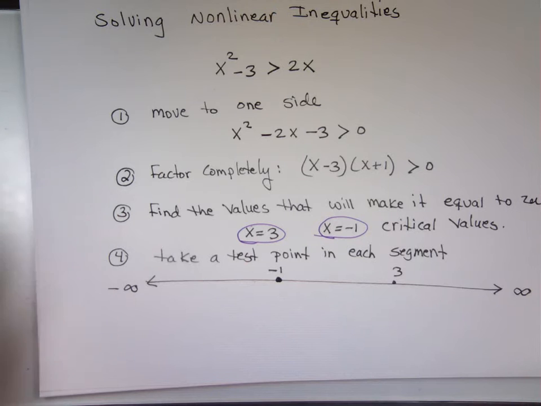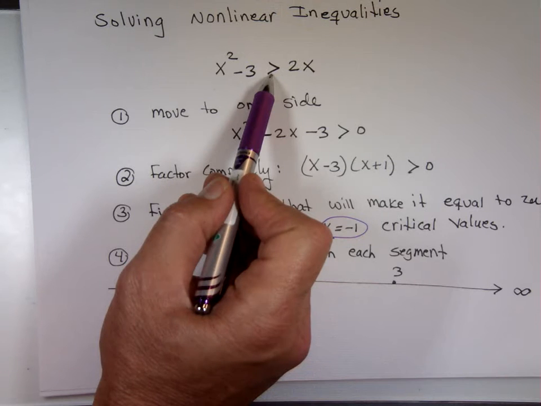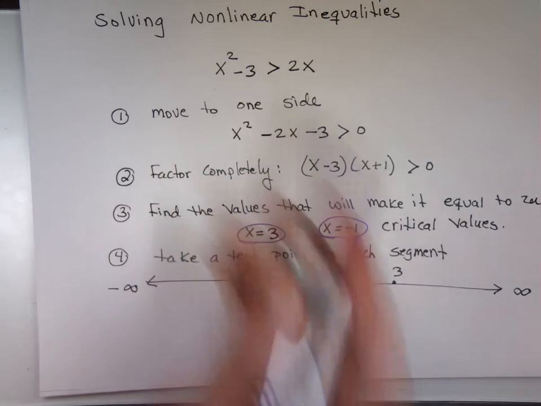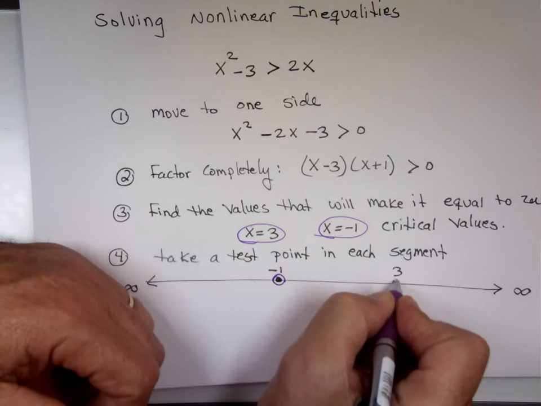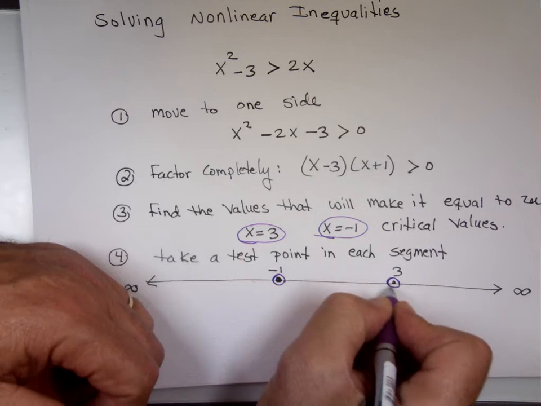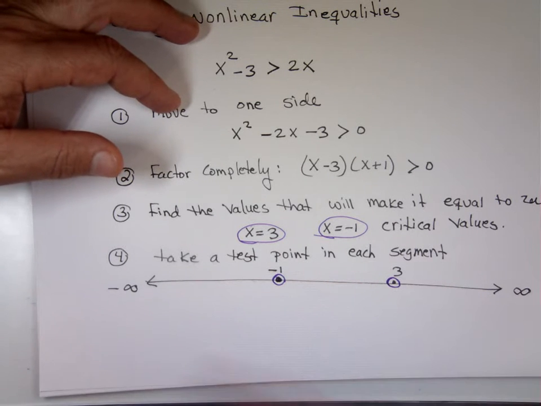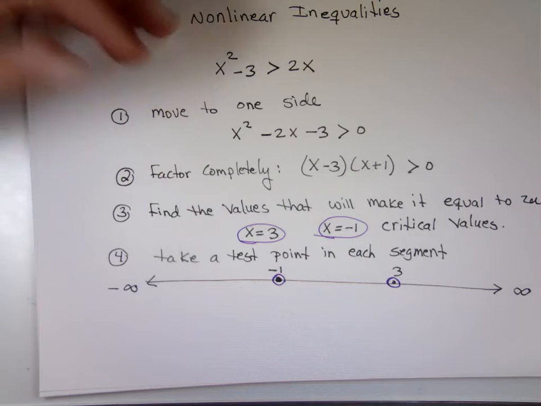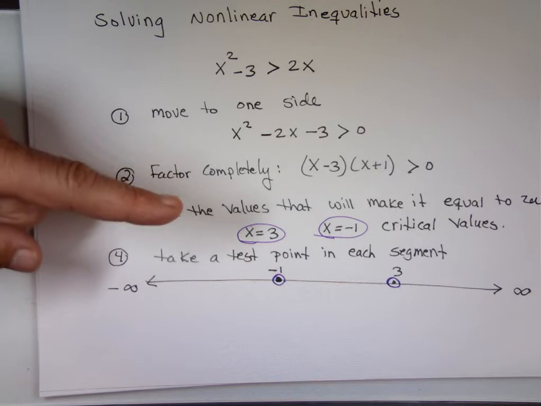Now notice, if you take a look at the expression, was there an equal sign in the problem? No, so these will be open circles. And my answer is either going to be here, here, or here. I'm not sure where. So how do we find that answer? The last step says what? Take a test point in each segment.